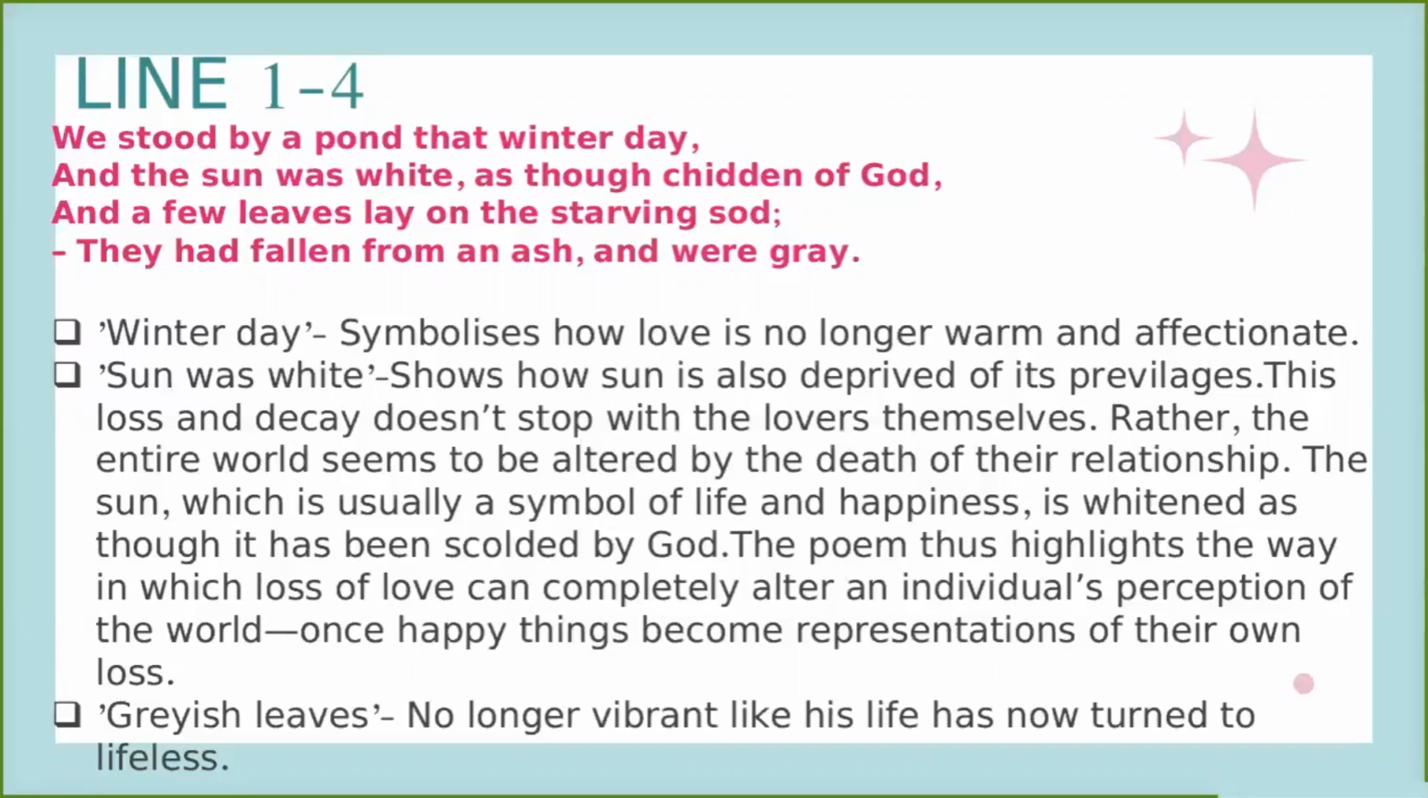The sun, which is usually a symbol of love and happiness, is whitened as though it has been scolded by God. The poem thus highlights the way in which loss of love can completely alter an individual's perception of the world. Once happy things become representations of their own loss. So here he is trying to portray that the sun is also white, that almost all the colors of the world, he has lost all the colors because he has lost the love. Chidden means scolded by God.